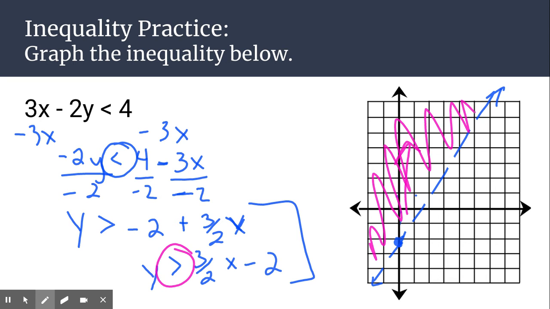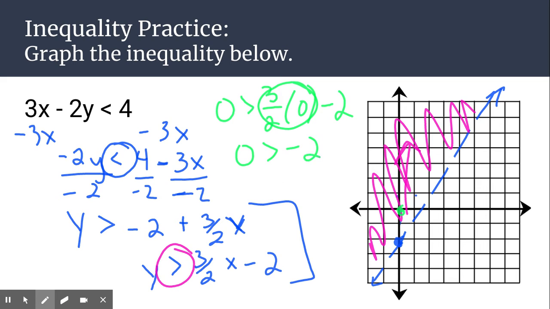And as you can see, my test point, if I were to test the point 0, 0 right here, if I put 0 in for y is greater than 3 over 2 times 0 minus 2, 0 is greater than, this becomes just a big 0 minus 2. 0 is greater than 2. 0, 0 worked. So I had to shade towards the 0, 0 side. That's a great example of a test point 0, 0 and using that when it's not directly on your line.